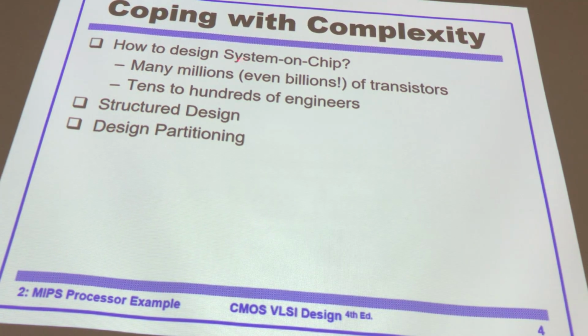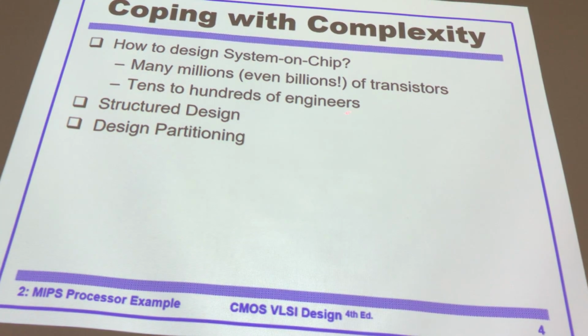So how do you design a system on chip? Many millions of transistors, or even many billions of transistors. That's a lot. So don't try to do that by yourself for a full chip design. No way. It's going to take like 10 years, or it takes 10s or 100s of engineers.